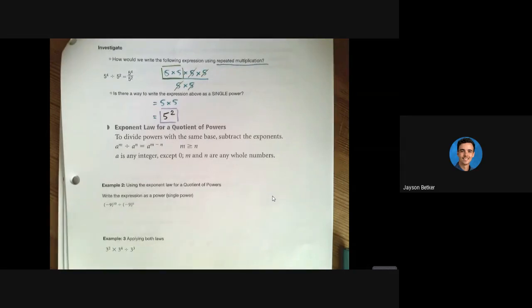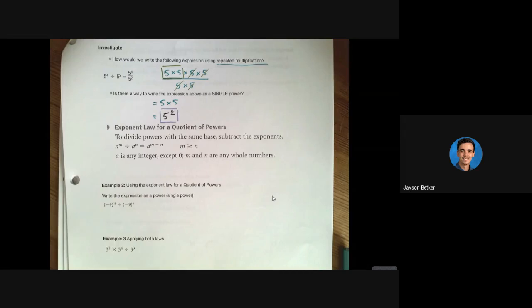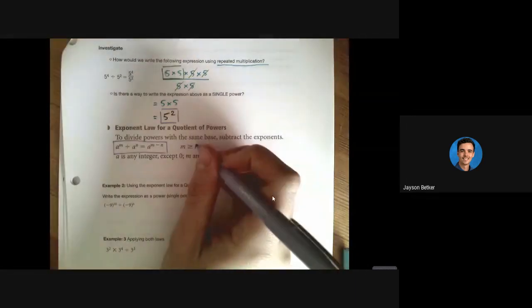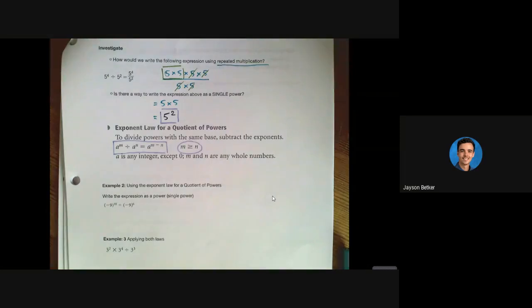So the exponent law for a quotient of powers, quotient is just a fancy math term for dividing, is a to the m divided by a to the n is just a to the m minus n. So they have to subtract each other. Now there's one key here, is that m has got to be greater than or equal to n for this to work. We'll see some examples like that. But the key is that we are subtracting the exponents. So let's do that. And then we're eventually going to get to a point where we mix them all together.